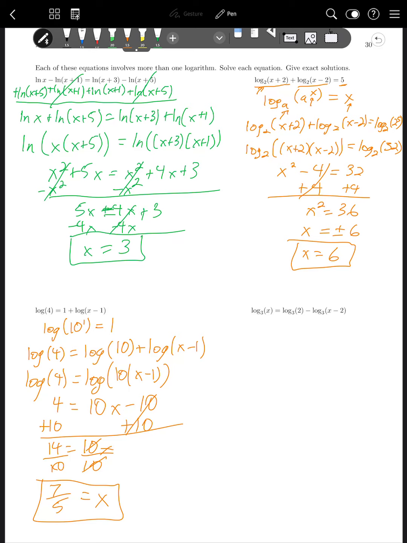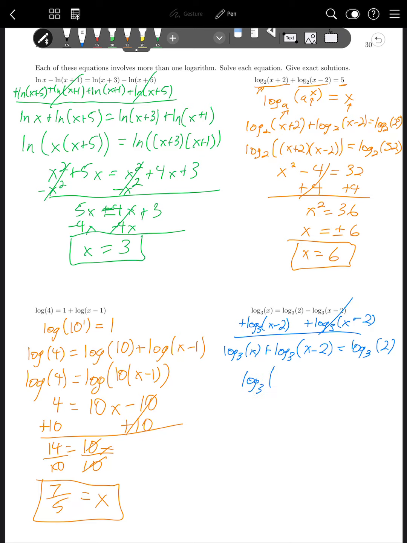And then the other one, we already have all the terms of the same log, but I have a negative logarithm. So the first thing I would do is add this to both sides. So that it's log base 3 of x plus log base 3 of x minus 2 equals log base 3 of 2. And now you can combine the two logs on the left. So log base 3 of x times x minus 2 equals log base 3 of 2. And now you can get rid of the log. So this is x squared minus 2x equals 2. And now solve the equation.